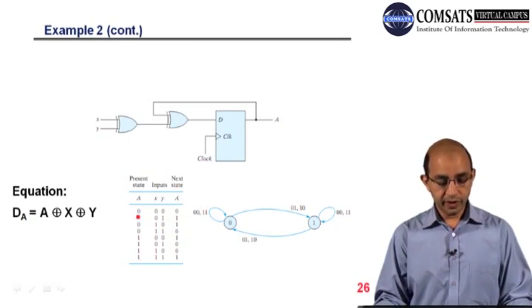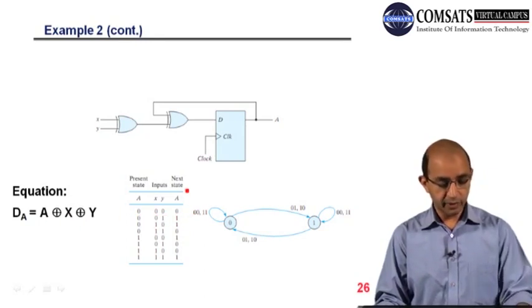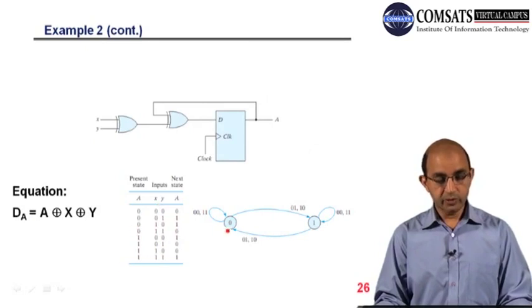Because we have to put those values over there in this state equation, then we can compute the next state. And from this state table, we can have the state diagram. So here we have 0 and 1, because if you talk about this, you can see that we have only two states, 0 and 1.